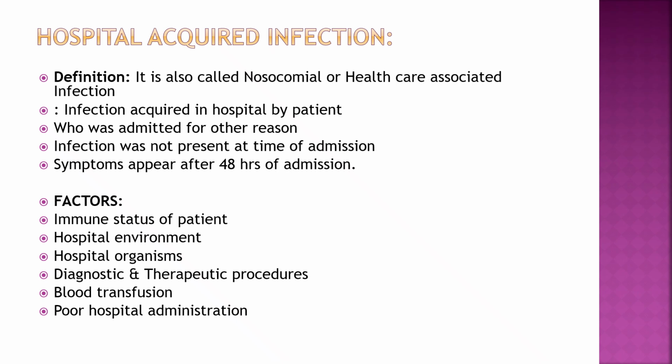Now, what are the factors which give rise to hospital acquired infection? It is the immune status of the patient. If immunity is good, then the patient will not get hospital acquired infection. Then hospital environment. If cleanliness is there, then there will not be hospital acquired infection. Then hospital organisms present in the environment. Then diagnostic and therapeutic procedures: if they are done aseptically with proper precautions, there will be low chances of hospital acquired infection. Then blood transfusion: if the screening of blood and blood products is done properly, the chances of transfusion infection are less. And then poor hospital administration. These are the factors which give rise to hospital acquired infection.